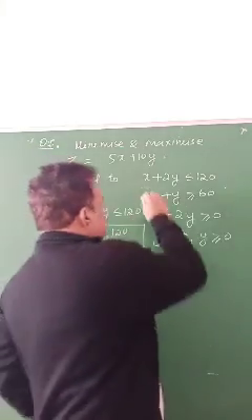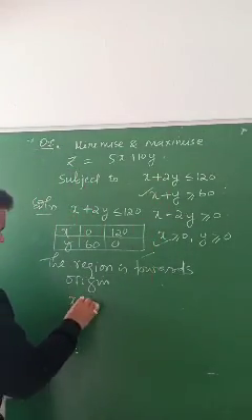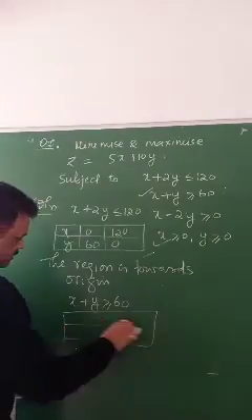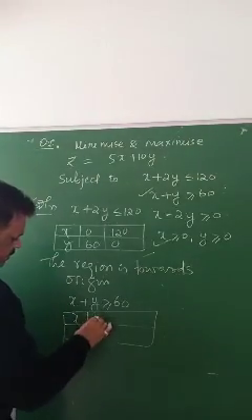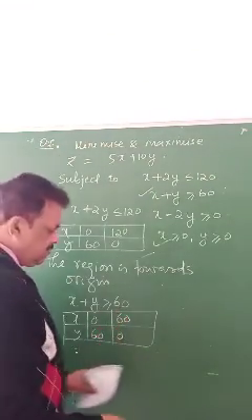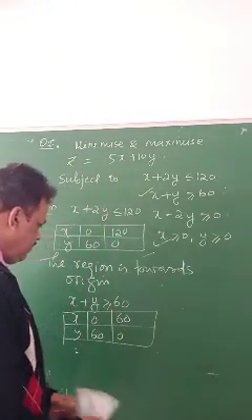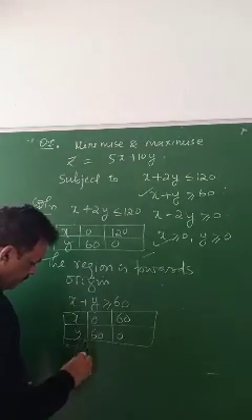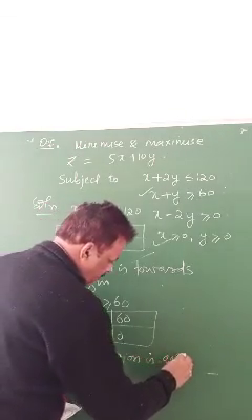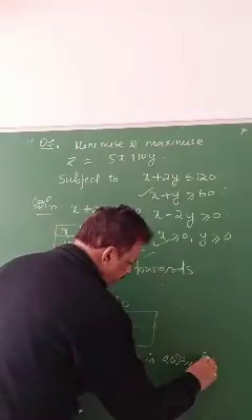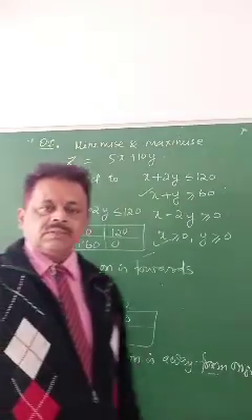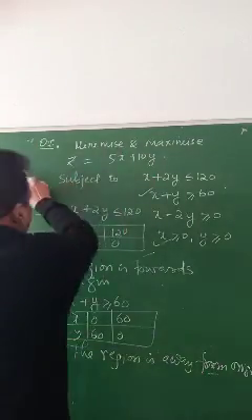This one is done. Now x plus y greater than 60. Table: 0, 60 and 60, 0. Remember, when there is a constant and greater than, the region is away from the origin.